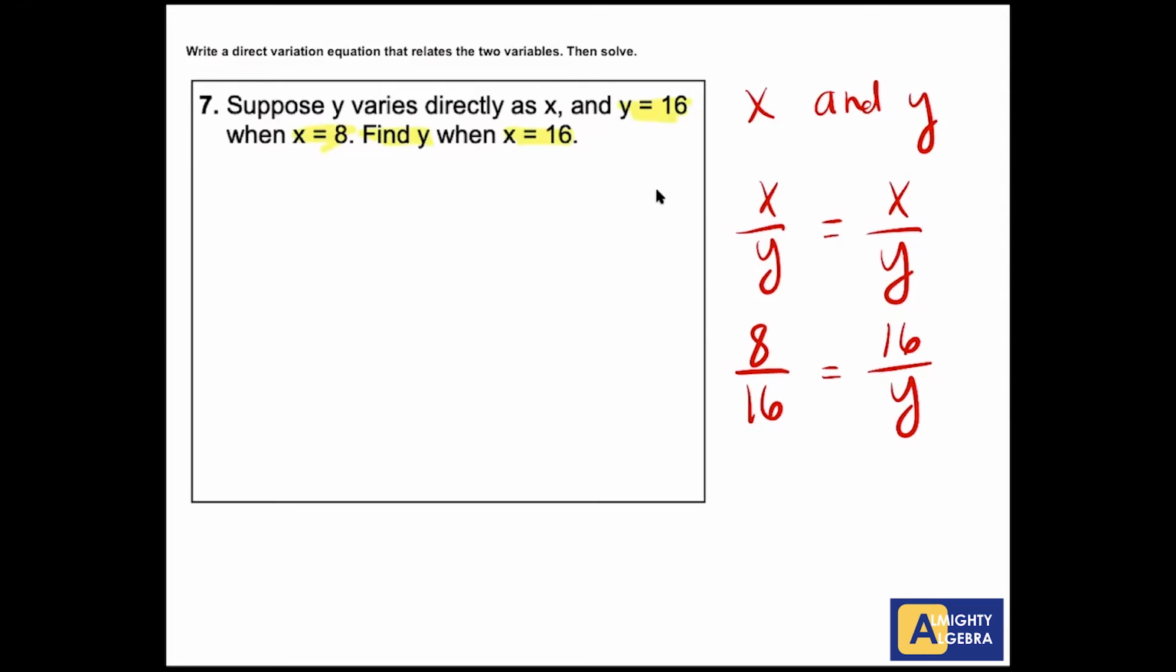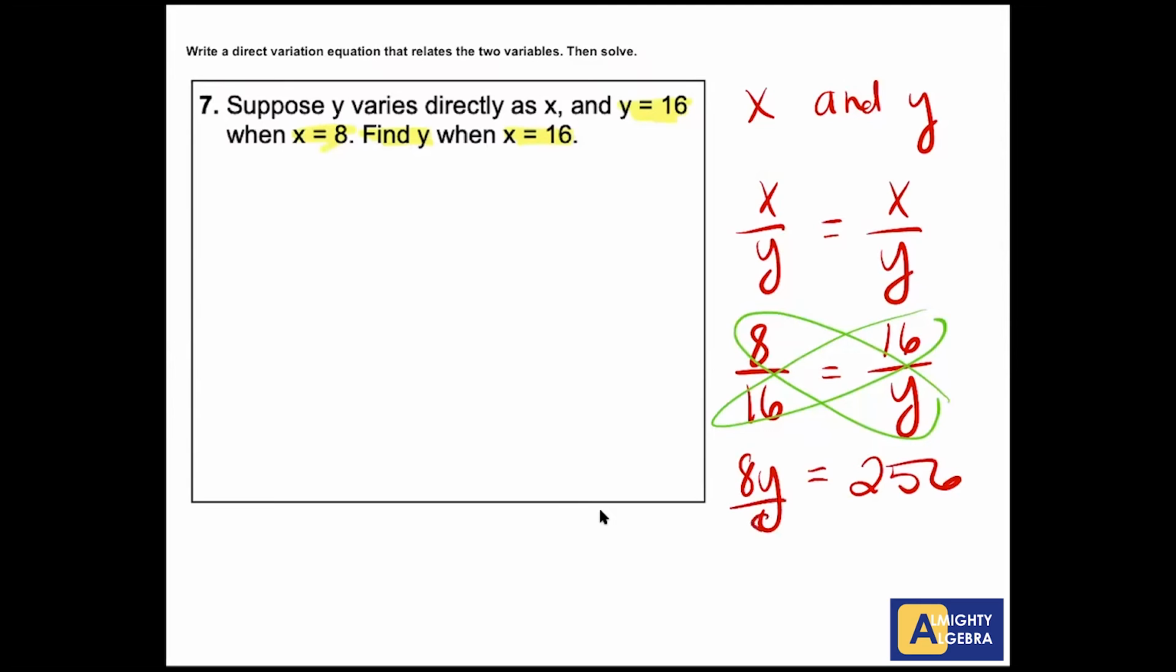The next step to this problem is going to be to cross multiply. 8 times y, 16 times 16. 8 times y is 8y, and 16 times 16 is 256. Now I have an equation, 8y equals 256. To get y by itself, I have to divide by 8, which means I'm going to divide the other side by 8 as well. Here the 8's cancel out and leave 1y, and that is equal to 256 divided by 8, which is 32. So y is equal to 32. Find y, we just did, 32.